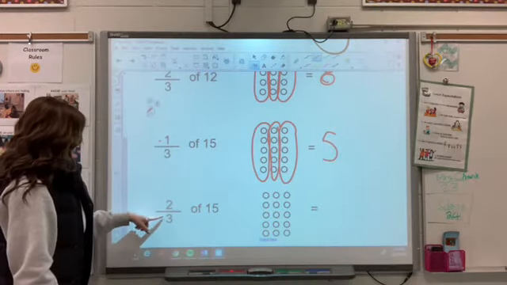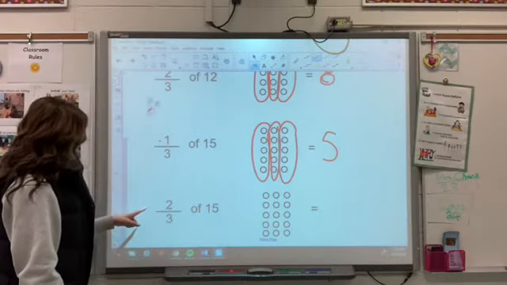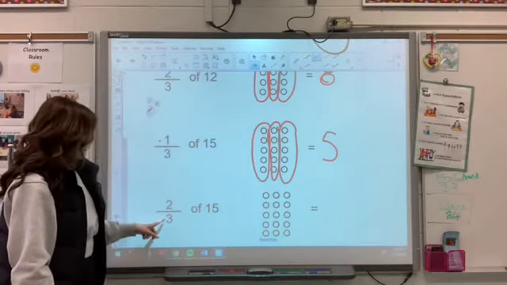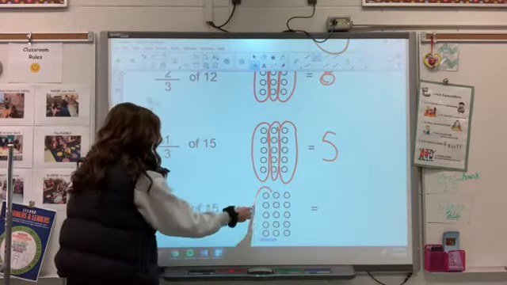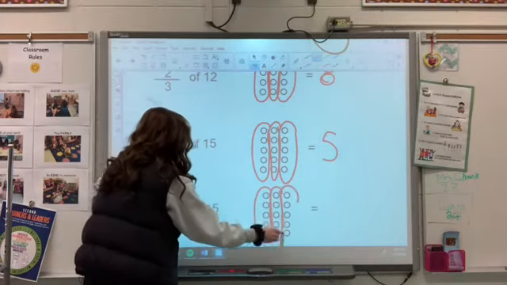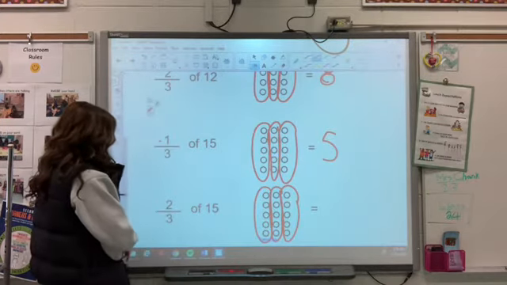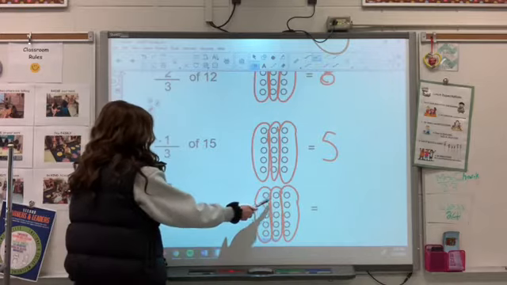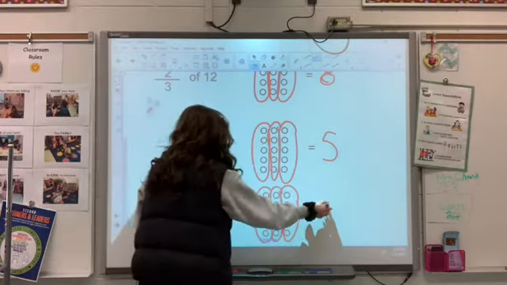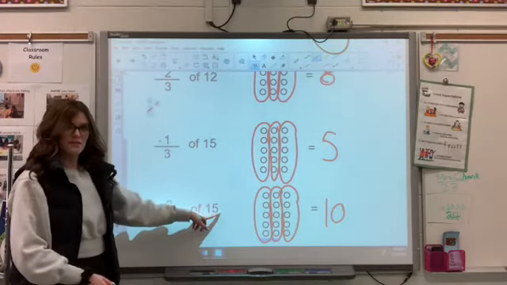The next one down here, same thing, I have 15 objects, except I'm looking to see how many are in 2/3 of the 15, or 2 of the 3 groups. I'm going to go ahead and circle right here my 3 groups. They're equal, they all have the same number of circles in them, and I want to know how many are in the 3 groups. I already know there's 5. 1, 2, 3, 4, 5, and another 5 more is 10. There are 10 circles in 2/3 of 15, okay?